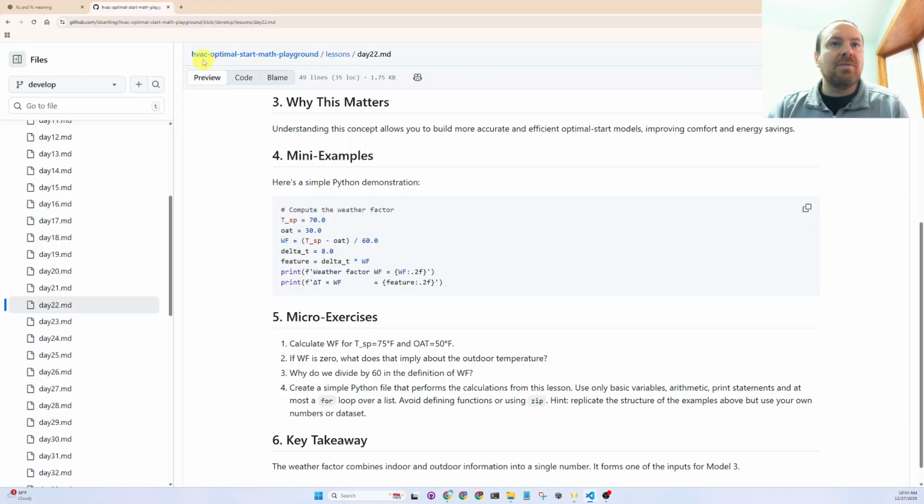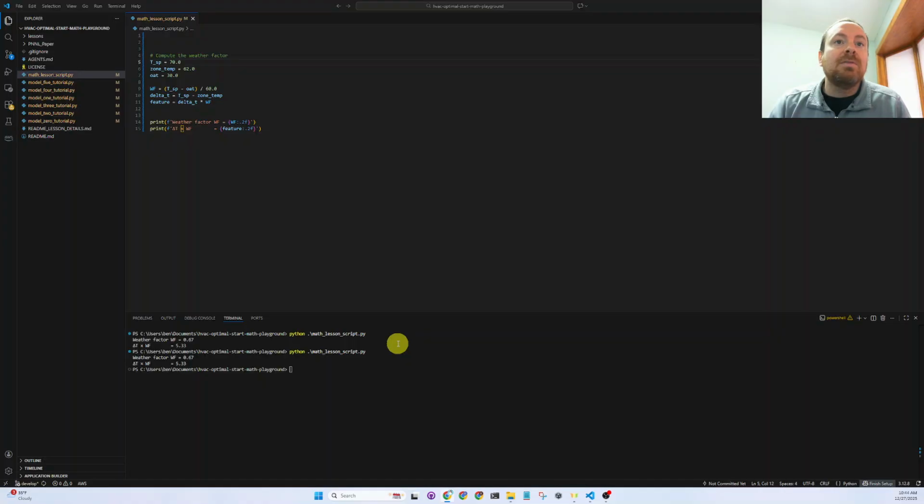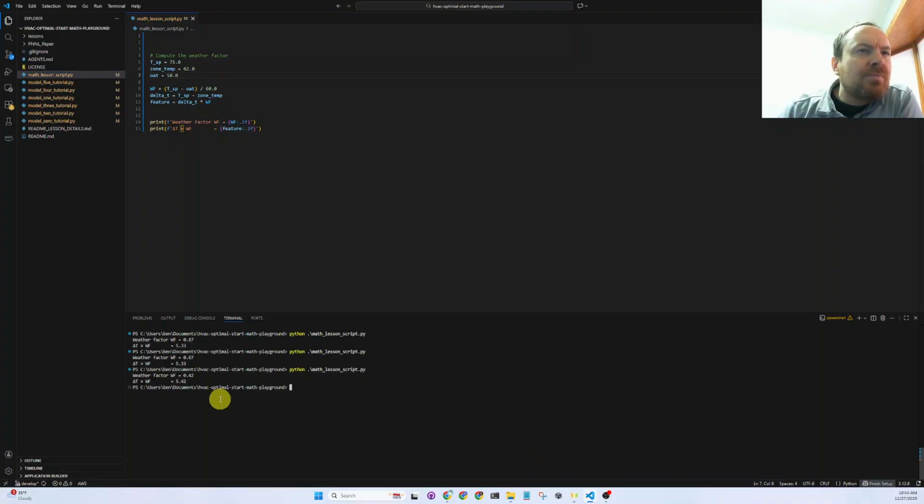Hold up a second. This is going to make sense. Oh yeah, so our temp set point. So this is our indoor temp set point. 75, 50. So it looks like our weather factor and our combined delta temperature times weather factor did change a little bit.